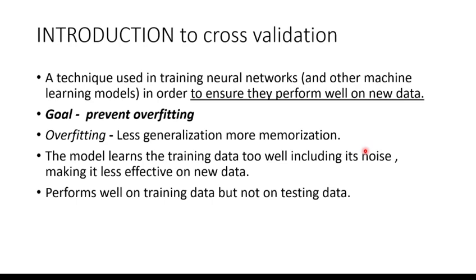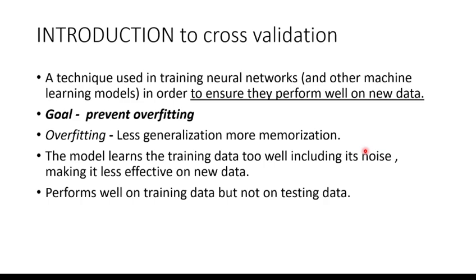Cross validation is a technique used in training neural networks and other machine learning models in order to ensure they perform well on new data. New data here means the test data. That means the data which is not used for training the neural network. It is something new for the neural network.